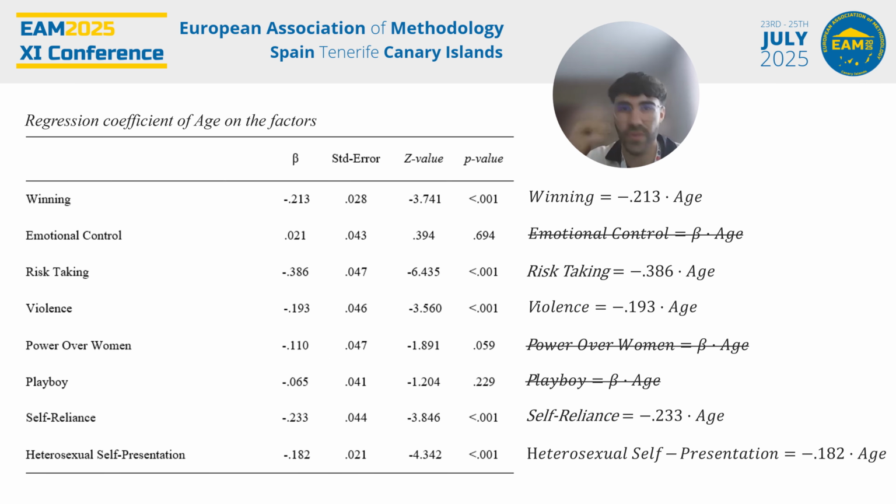Here we can see the results, showing differences in masculinity across the dimensions of winning, risk-taking, violence, self-reliance, heterosexual self-presentation. All of these factors show a decrease in average masculinity when comparing younger adults to older adults. Thanks to this procedure, we ensure that our measurements are valid, the group comparisons are appropriate, and that any differences are assessed more rigorously, directly at the level of the latent variable.